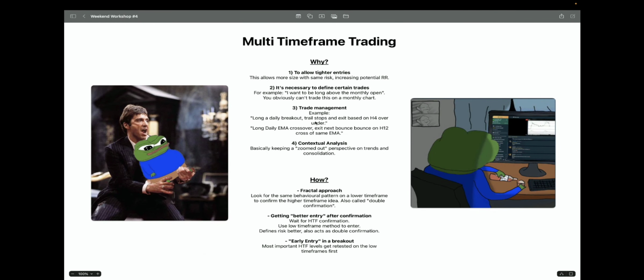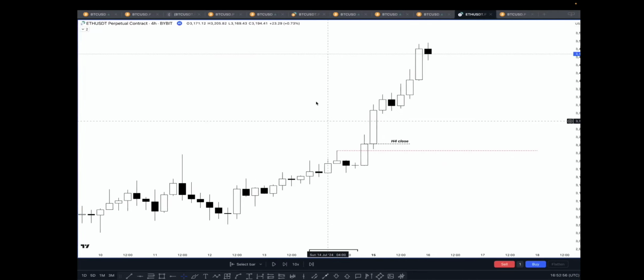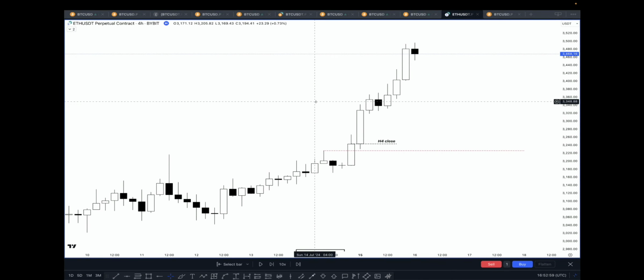Finally, early entry in a breakout. Most important high time frame levels get retested in low time frame first. So this is the right way of saying it. I guess highest risk is the only way of saying it. It's not actually high risk. Nothing in the market is high risk if you manage your risk, right? But when I say high risk, I mean you're going for the lowest time frame and the least amount of confirmation, because that gives you the highest probability of being early. And if you're early enough, you get a big enough move, it can make up for many, many losses.